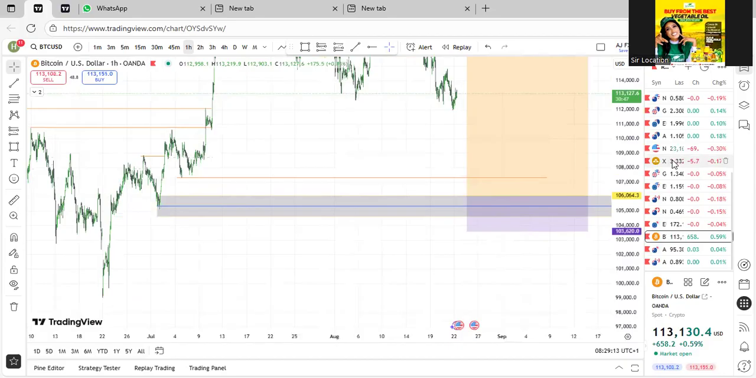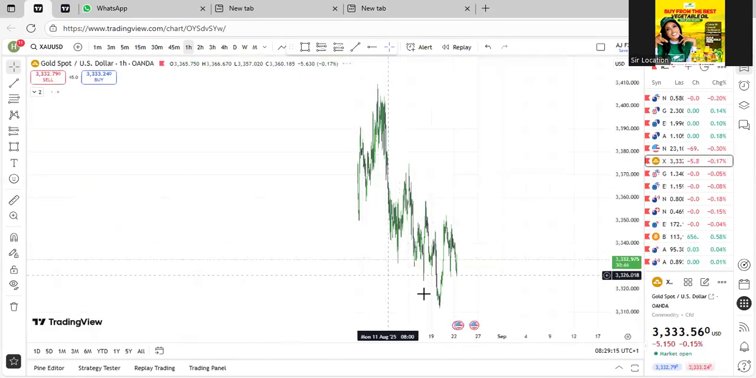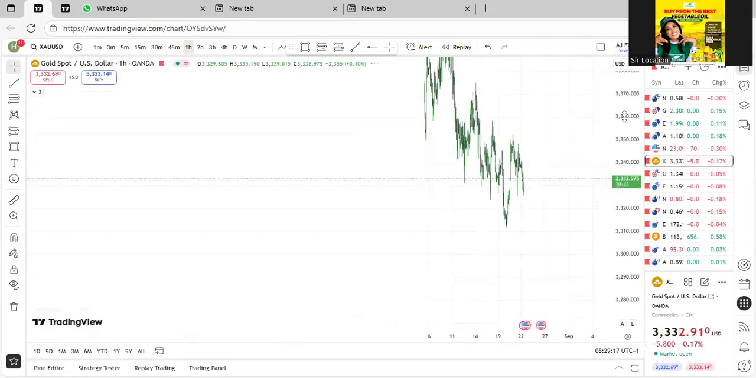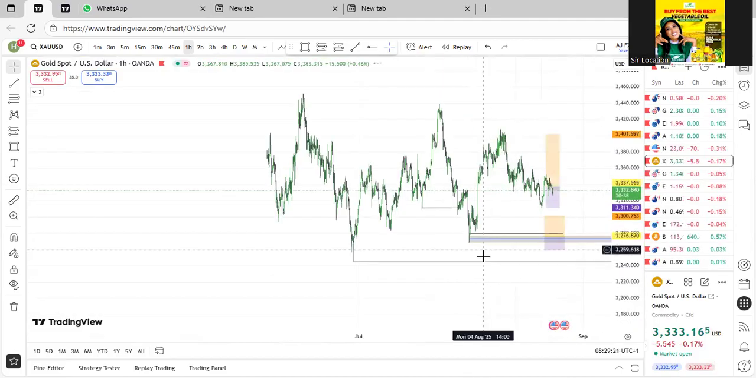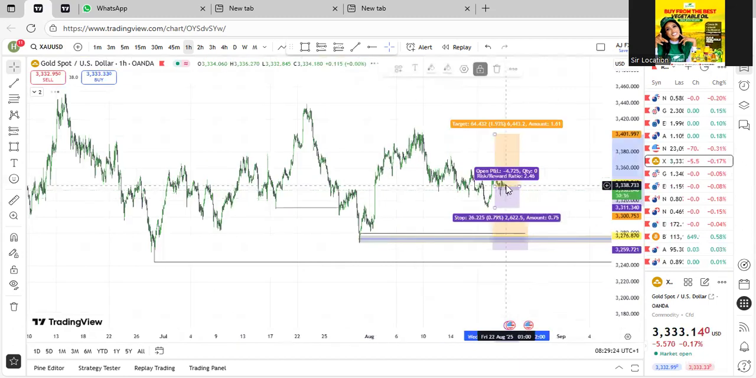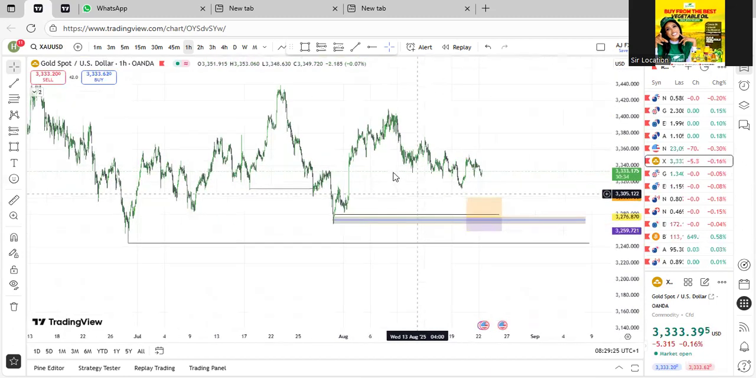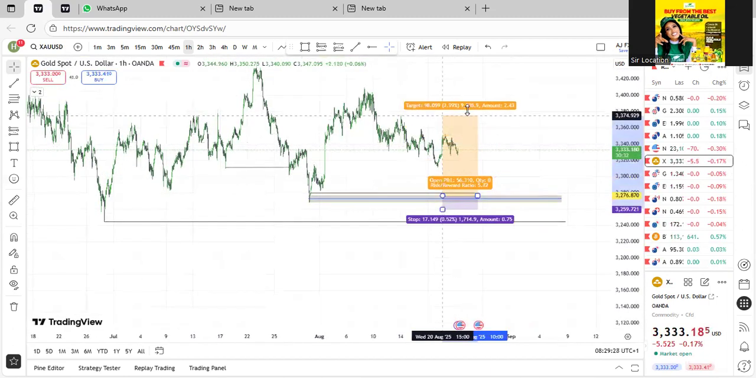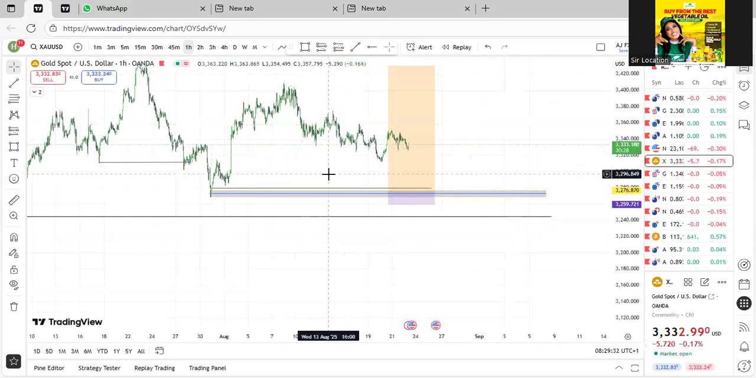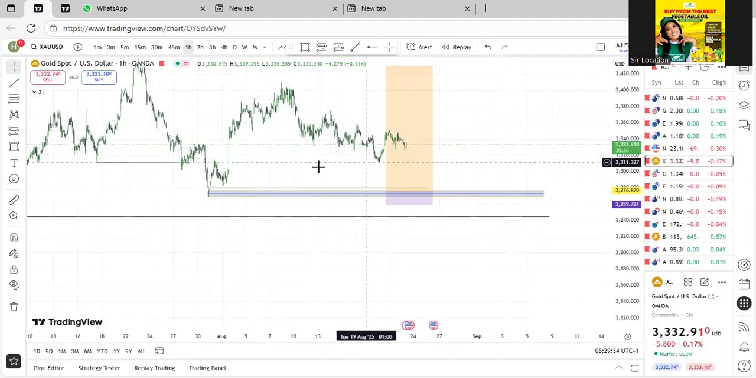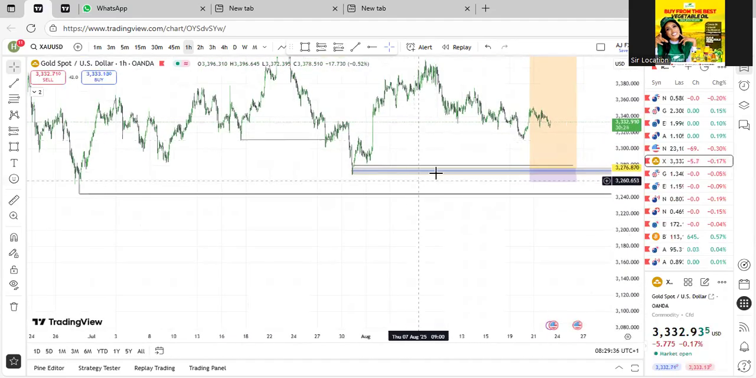I think we are still waiting on XAUUSD. Still waiting on XAUUSD. Look at XAUUSD. All these breakout structures, then all these levels are considered as liquidity. So this is our point of interest.